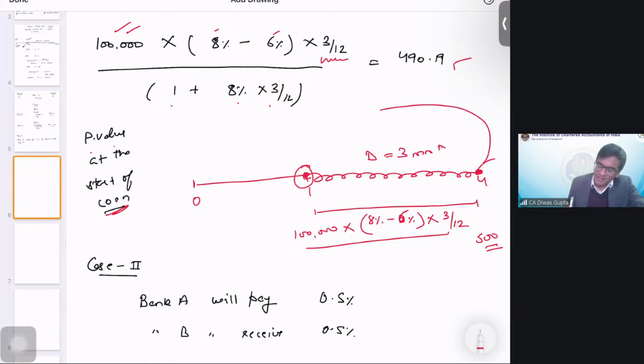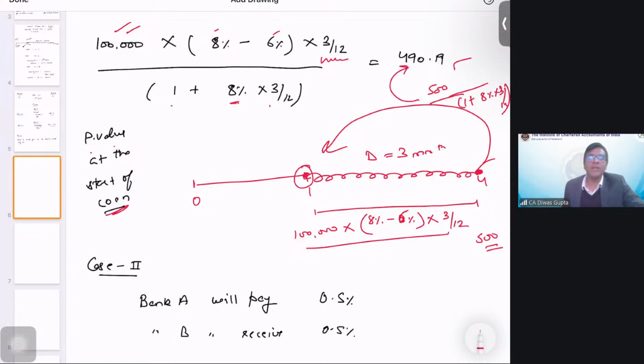So this 500's present value will be computed as, now here there can be a question whether we take the 8% or the agreed rate of 6%. We will always take the actual market rate. Whether it is higher or lower, the present value will happen on the basis of the actual rate. So 1 plus 8% into 3 by 12. That's what the formula is, and it will result in 490.19. Okay, clear? Thank you, sir.